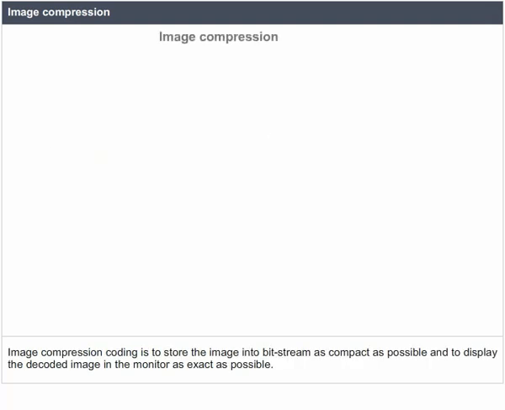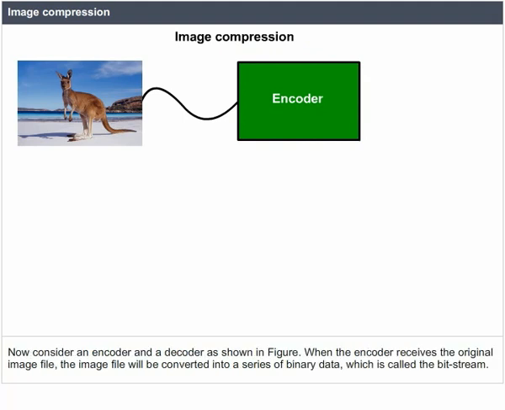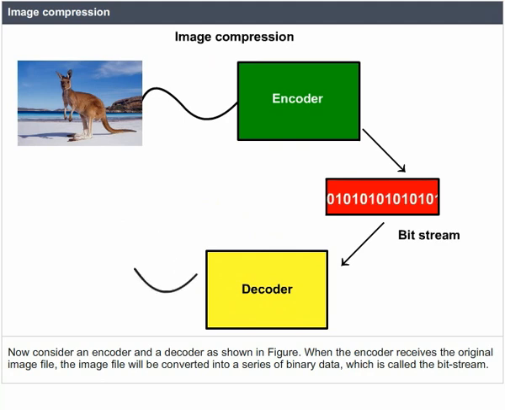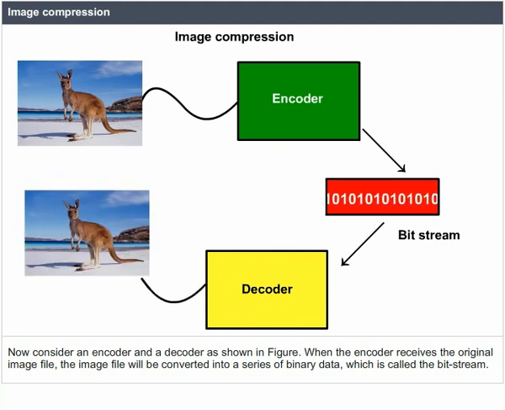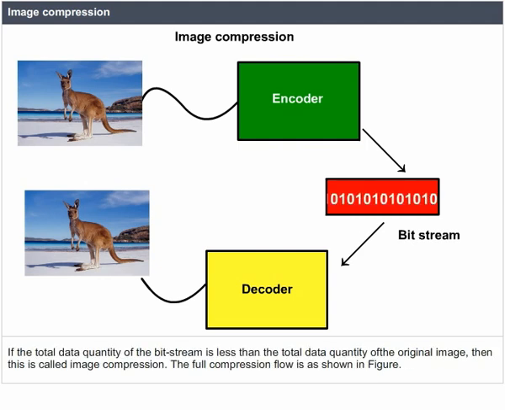Image compression coding is to store the image into a bit stream as compact as possible and to display the decoded image on the monitor as exactly as possible. Now consider an encoder and a decoder as shown in the figure. When the encoder receives the original image file, the image file will be converted into a series of binary data, which is called the bitstream. The decoder then receives the encoded bitstream and decodes it to form the decoded image. If the total data quantity of the bitstream is less than the total data quantity of the original image, then this is called image compression. The full compression flow is as shown in the figure.